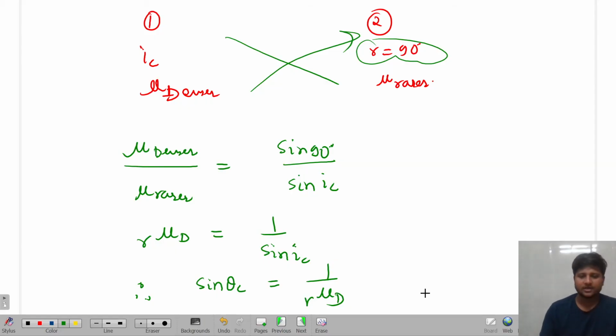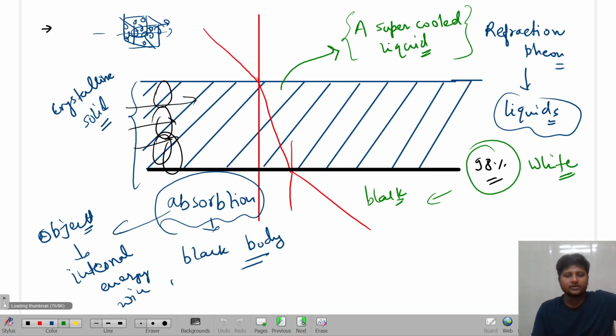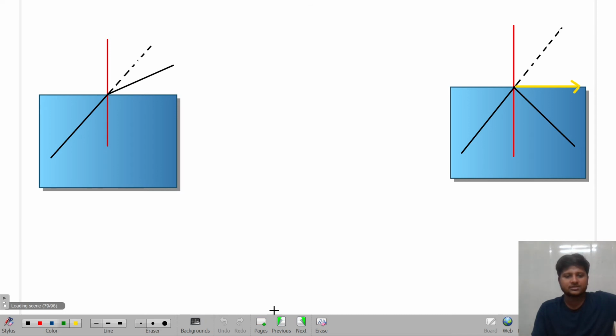Now look over here. Based upon this, we can calculate how much denser the medium is required, and after what critical angle TIR is possible. Right or not? Okay. Now we'll try to utilize this. How I'm going to utilize? Wait.